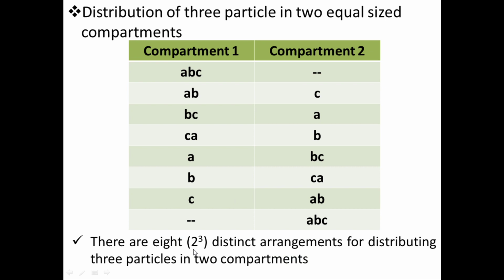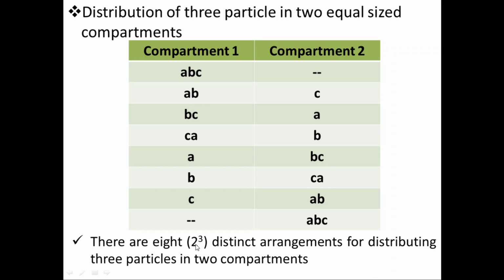So here also there are 8 distinct arrangements, that is 2 raised to power 3. 2 is the compartments and 3 is the number of particles. These are the distinct arrangements for distributing 3 particles in two compartments. In a general way we can say that if we have to arrange n particles in two equal size compartments, then the number of arrangements is 2 raised to power n, where n is the number of particles. So from here we can calculate how many arrangements can be made.